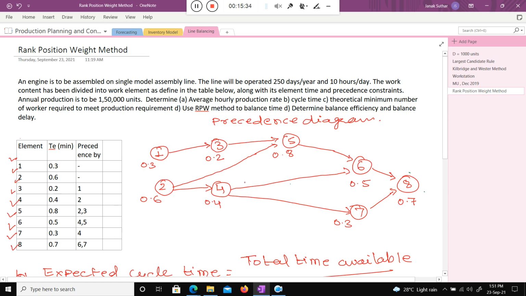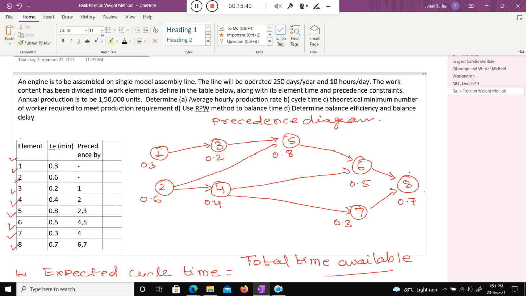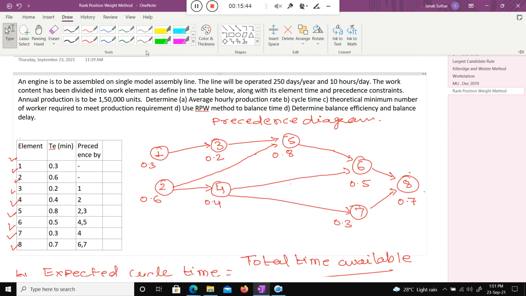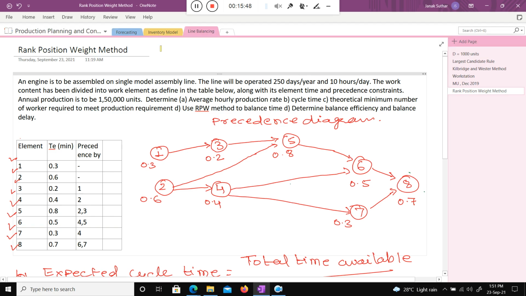Now how to calculate the weight? Okay, so this is the very important thing, class. Please, actually I try to change the color so you can understand. Just wait. Okay, I try to take one highlighter.